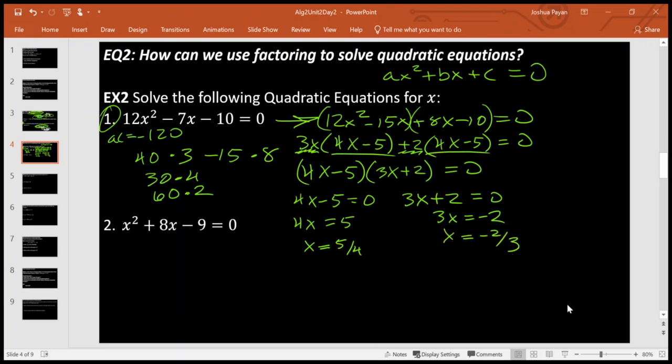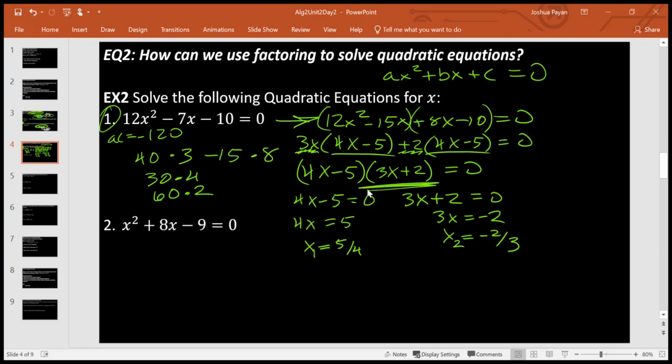And I've got my other answer, right? So that means one solution, x1, is 5 over 4. The other solution, we'll call it x2, is negative 2 over 3. And I can check my work, or just prove to you that this is actually the case. Because if I take this and plug it back in here, I'm going to arrive at 0.